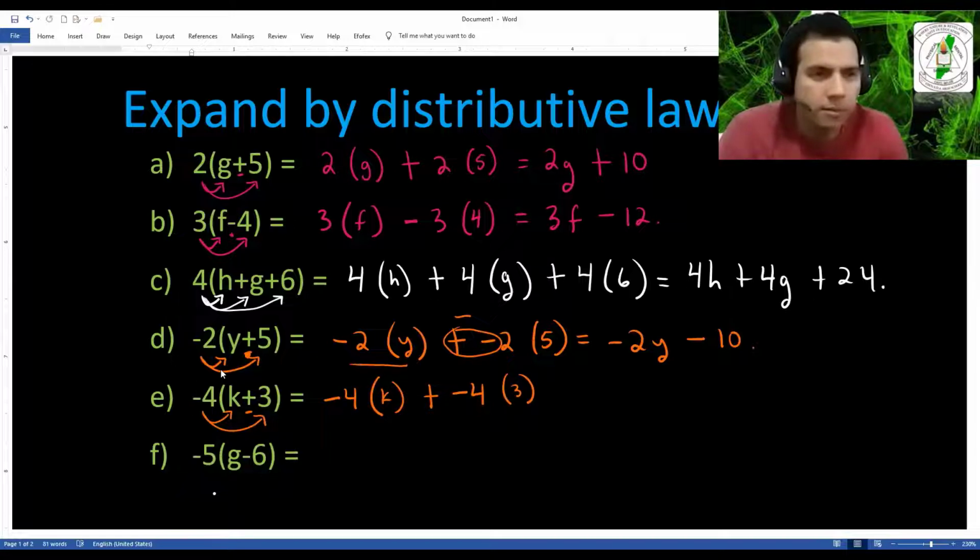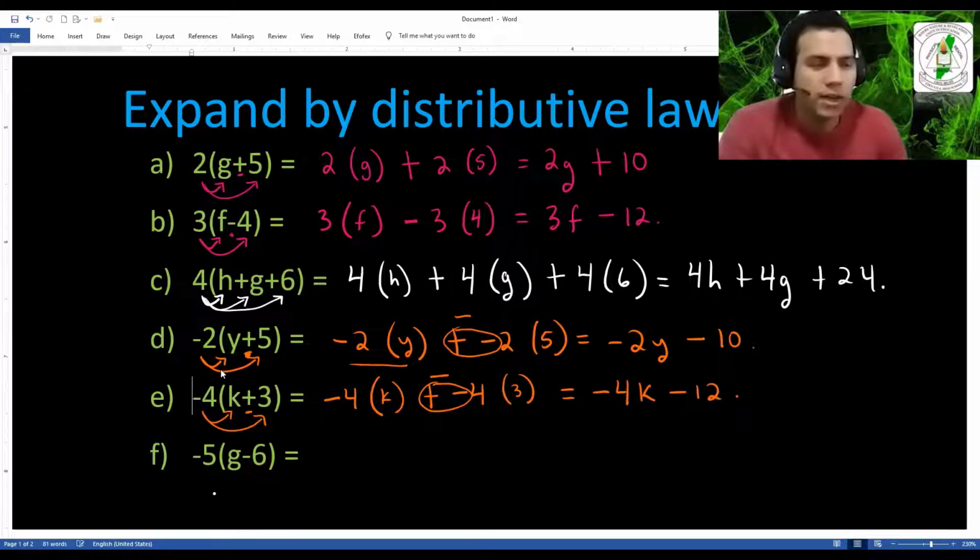Okay, this step is very important. Like I mentioned, we circle it and we make one sign. Different signs make negative. I repeat, different signs make negative. So negative 4 times k is negative 4k, and negative 4 times 3 is negative 12. So the answer would be negative 4k minus 12.